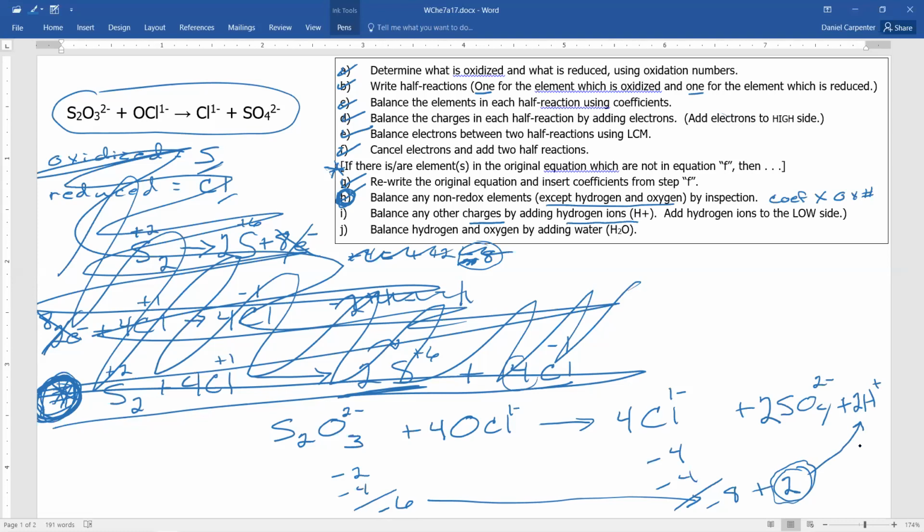Questions with that? Yes, Sid? How do we know which compound on the right side to add the hydrogens to? Like, couldn't we just add it to Cl, or is there a reason why? We're not really adding it to the SO4. Oh, right. Sorry. We're just adding it to the right side of the equation.